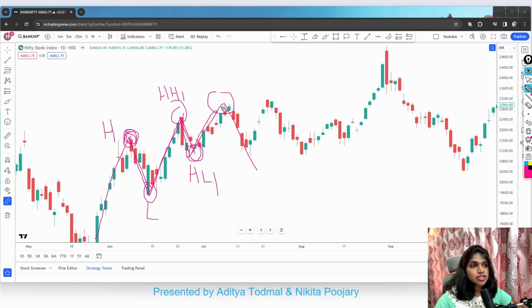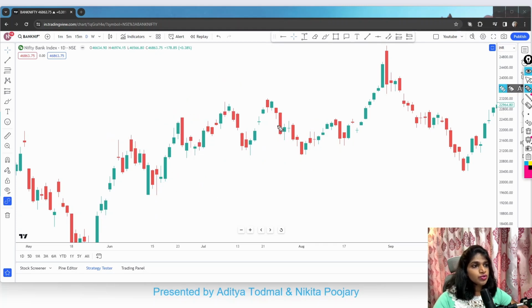Post that, again a sharp up move. Again it made a high which is higher than higher high 1, so I'll mark this as higher high 2. The low that it made is even higher than the previous low, so higher low 2. That's the reason I'm saying the market is in an uptrend, because it is making a series of higher highs and a series of higher lows.